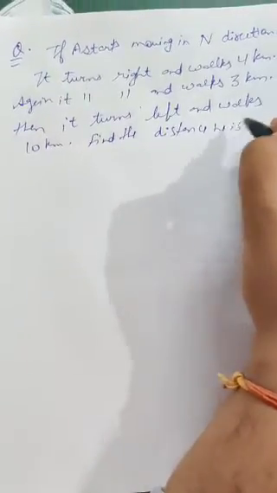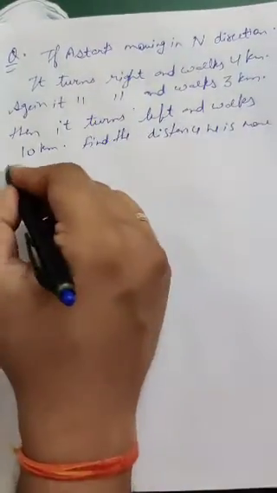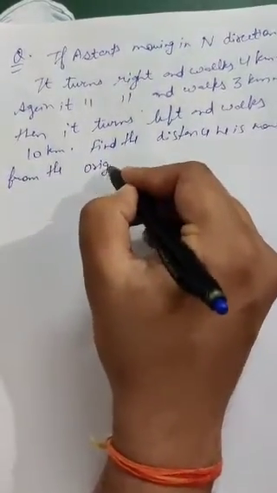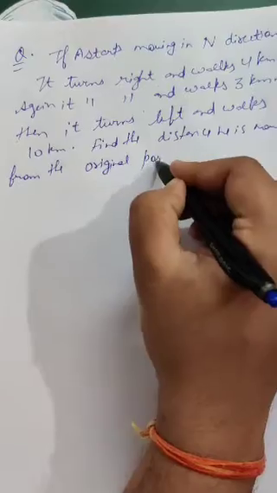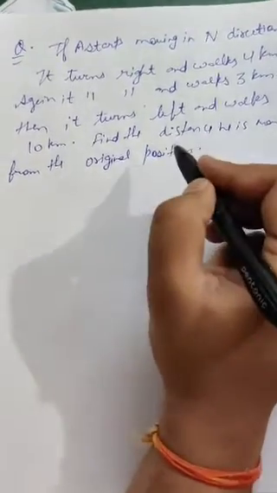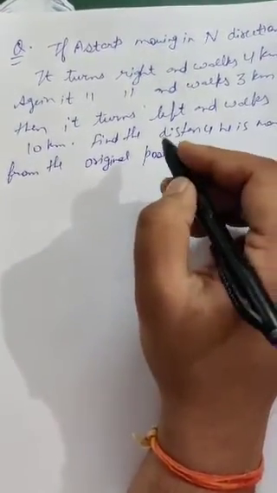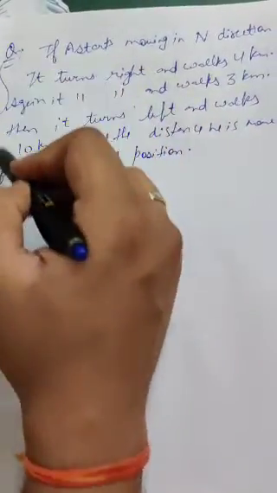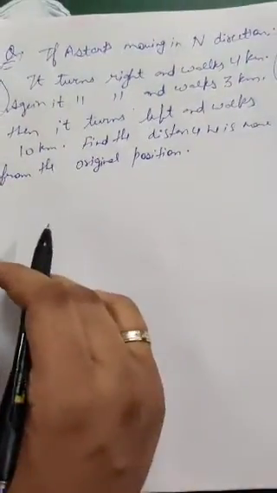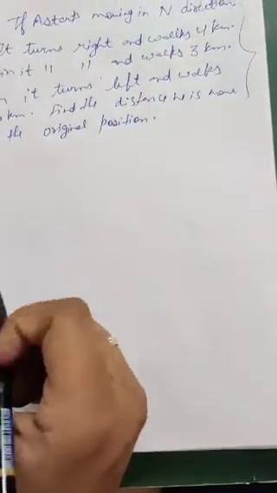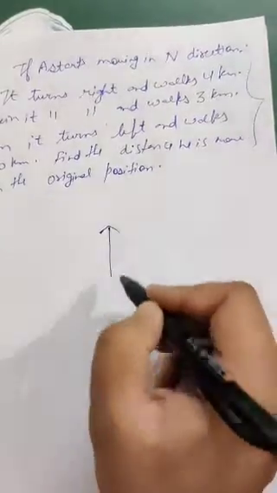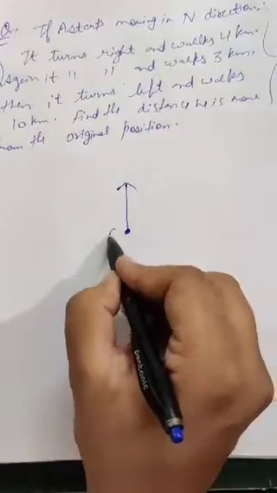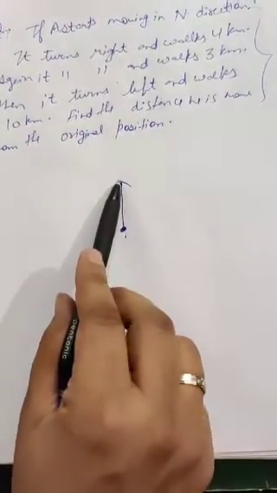Find the distance he is now from the original position. At what distance is he now from the original position? In these types of questions, we have to move step by step. If A starts moving in the north direction, for example this is the point, the original position, or you can say O, and it starts moving in the north direction.